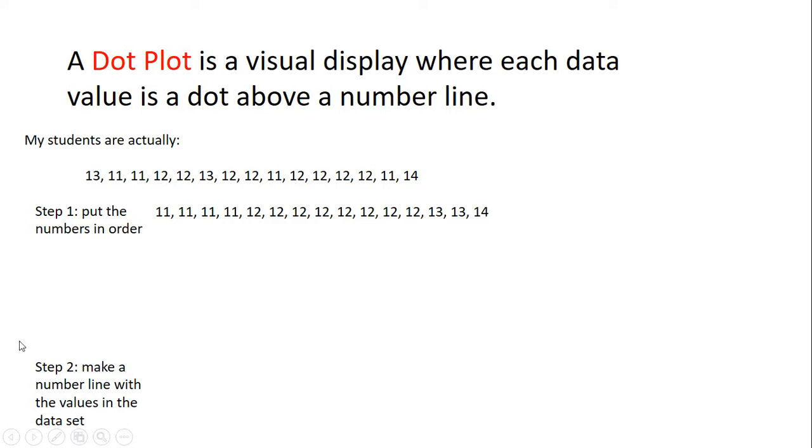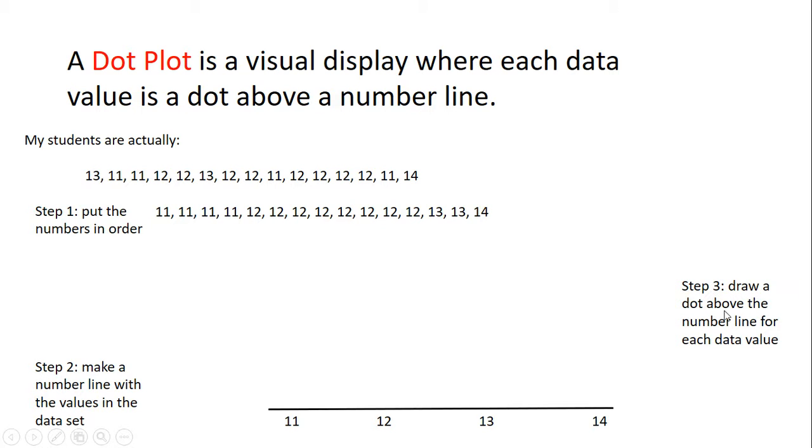The second step is to make a number line with the values in the data set. So here's a number line with 11, 12, 13, and 14, which are all the values that we have in the data set. The last step is to draw a dot above the number line for each data value. So 1, 2, 3, 4 students are 11. So we put 1, 2, 3, 4 dots above the 11. Each of those dots is one of these data values, right?